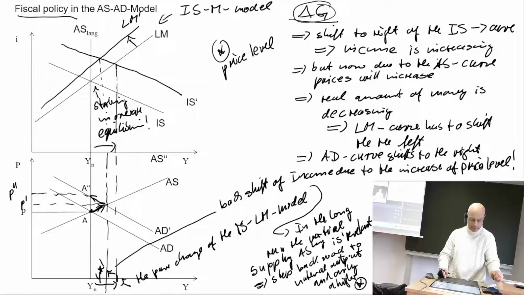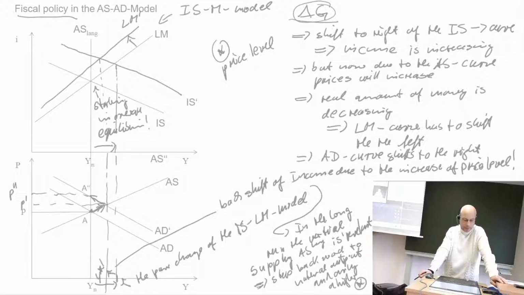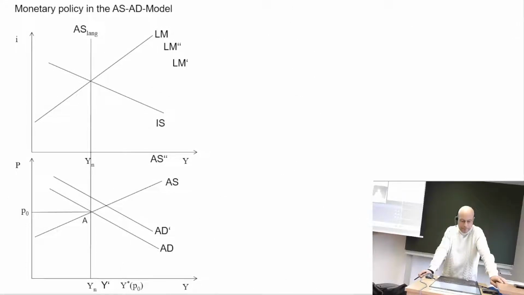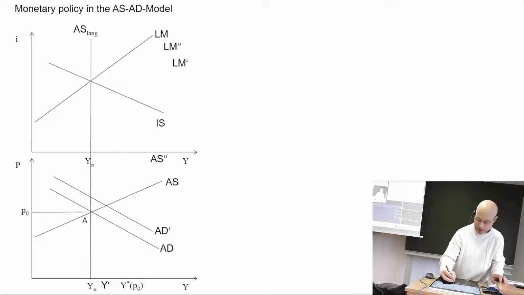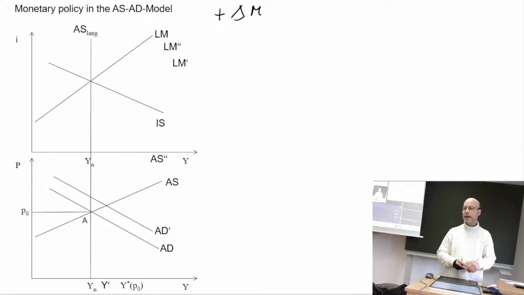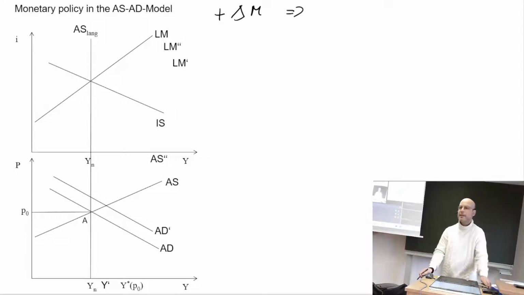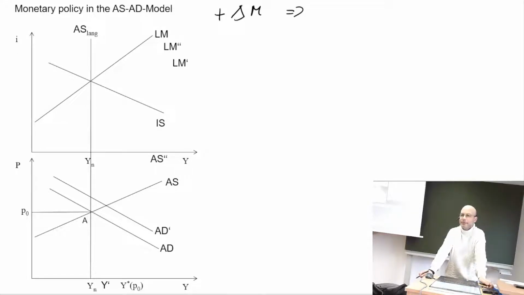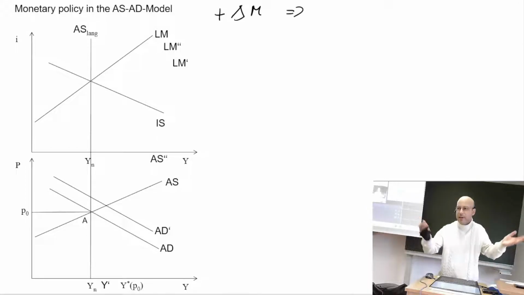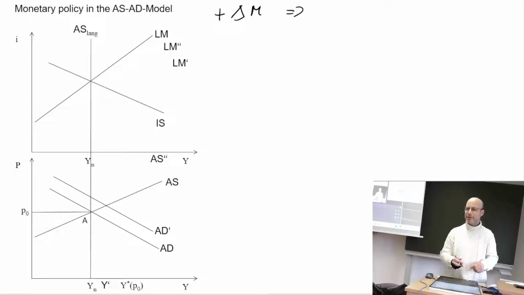Well, let's do also now our monetary policy. What happens again if we do monetary policy? So plus delta M, an increase of aggregated money. Again, of course, we start from our ISLM model because the nominal amount of money is only entering our model on the demand side. So what happens in this case? Plus delta M, an increase of the nominal amount of money.